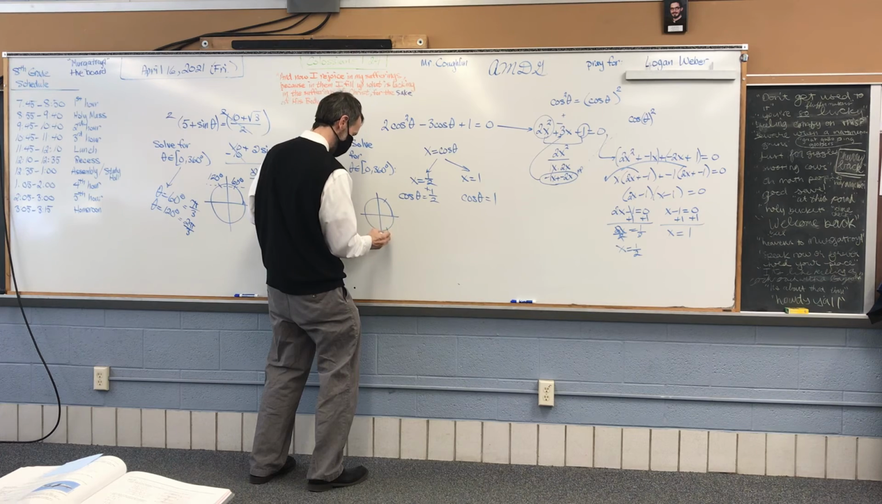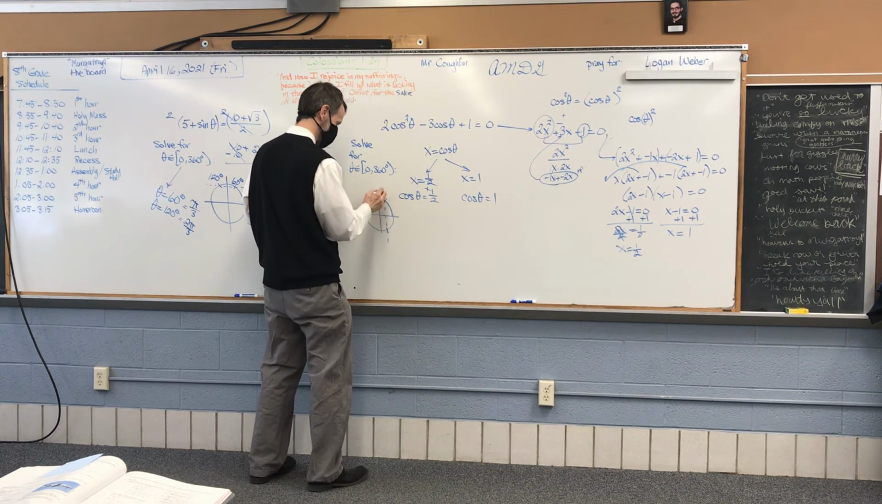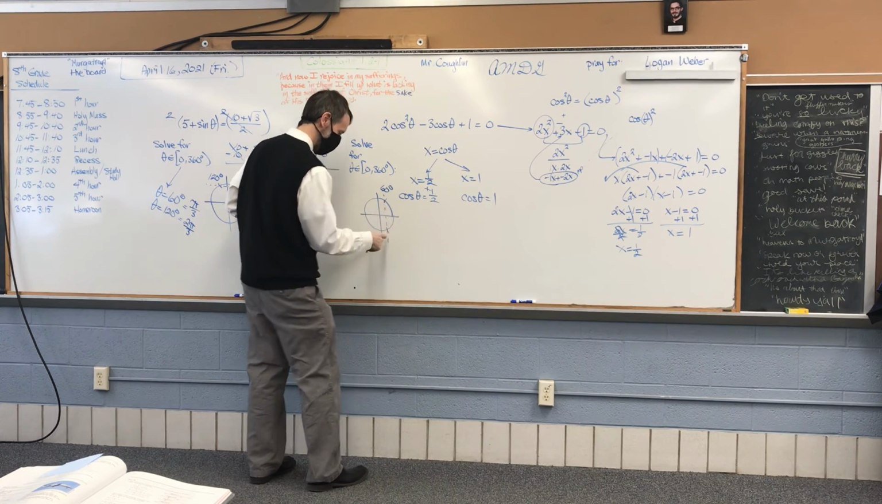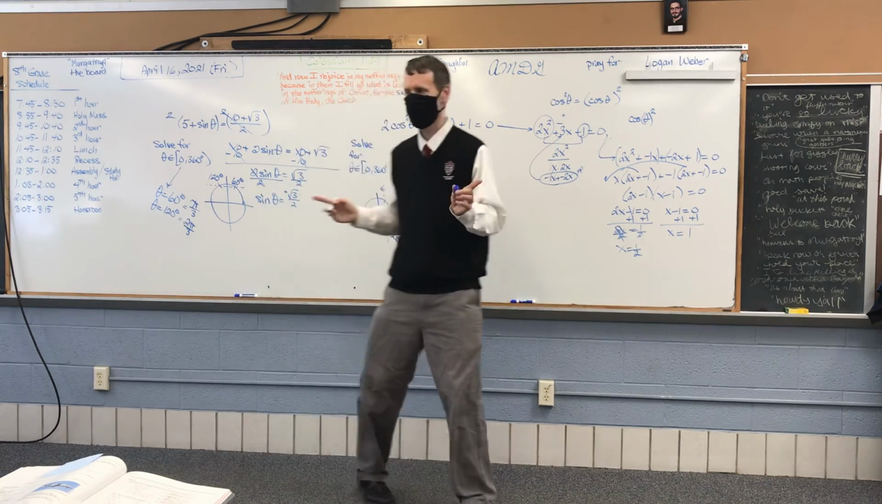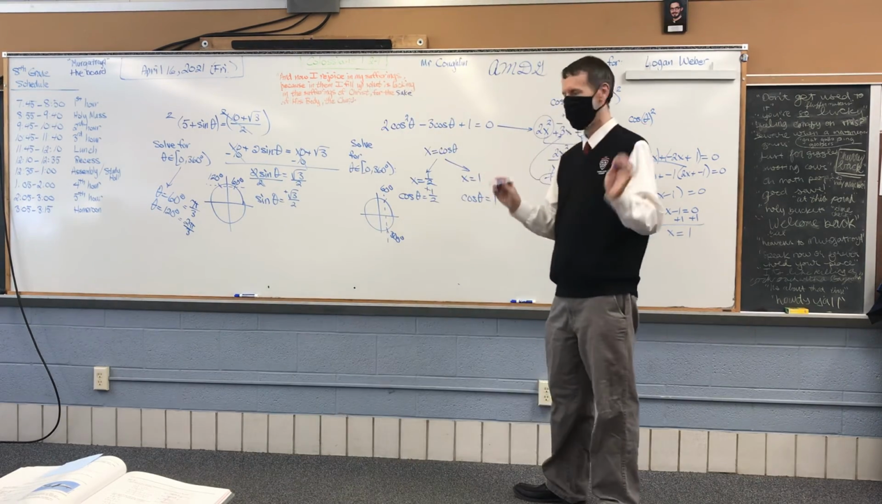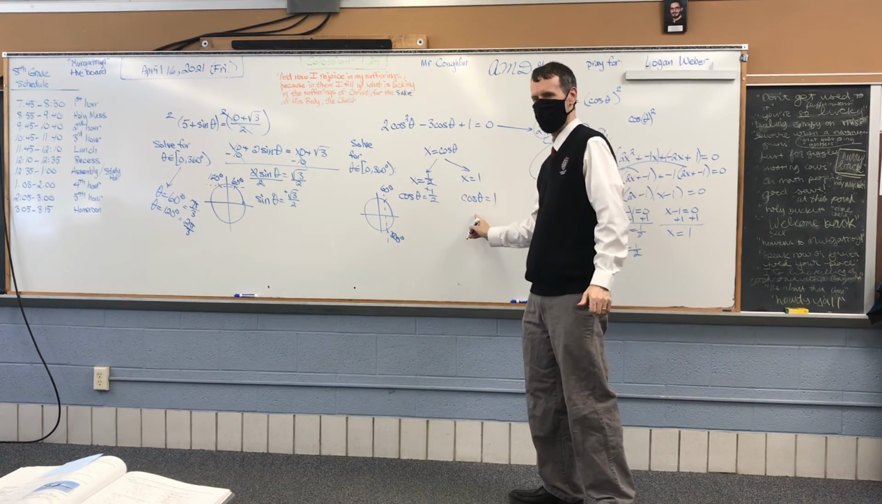So it's going to be a multiple of 30 up here. And where's up again? In degrees. 60 degrees. And where's this? 300. 300, correct. Now that's great. You've got two solutions. Bravo.